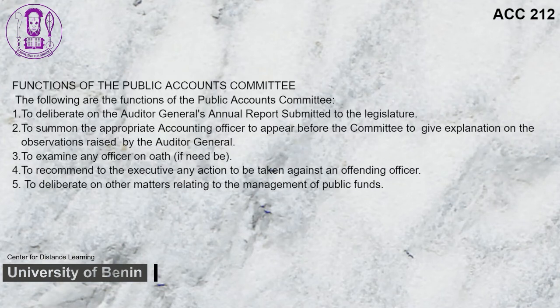Functions of the Public Accounts Committee. The following are the functions of the Public Accounts Committee. 1. To deliberate on the Auditor General's annual report submitted to the legislature. 2. To summon the appropriate accounting officer to appear before the committee to give an explanation on the observations raised by the Auditor General. 3. To examine any officer on oath, if need be. 4. To recommend to the executive any action to be taken against an offending officer. 5. To deliberate on other matters relating to the management of public funds.